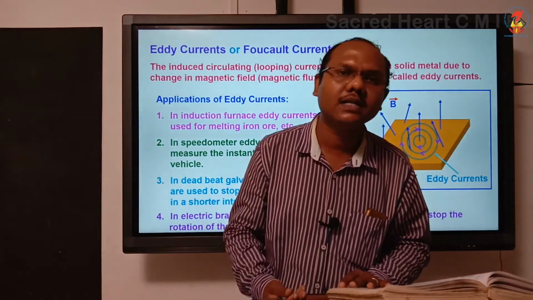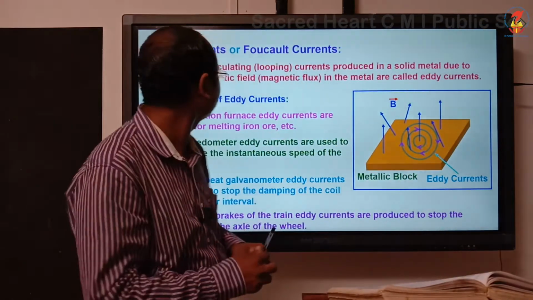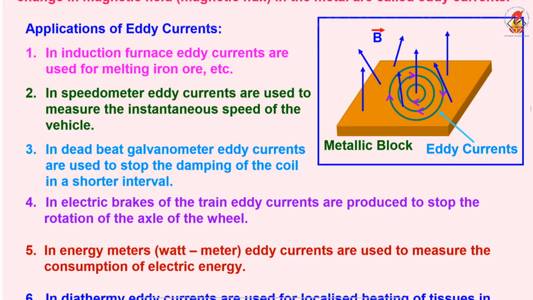Now let us see what are the practical applications of eddy current. The first application is induction furnace. Eddy currents are used for melting the metal, iron, etc.